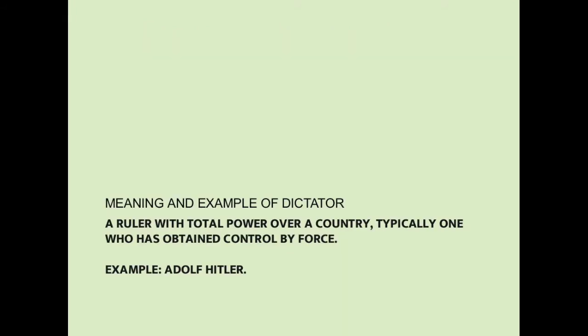What is the meaning of dictator? We also need to understand the term dictator through examples. It means a ruler with total power over a country, typically one who has obtained control by force. Adolf Hitler is one example who can be understood as a dictator.